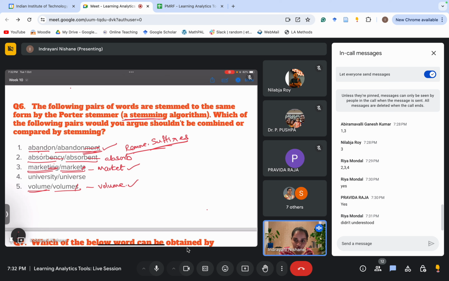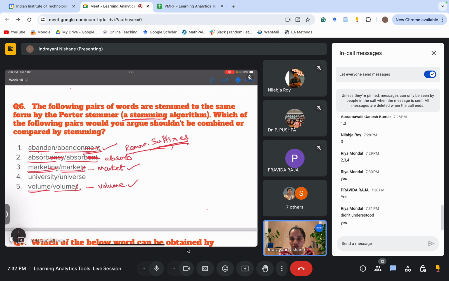Similarly, if we remove a few letters from the end of absorbency and absorbent, the suffixes towards the end, E and CY in one and E and T in the other, it will give us one word only: absorb. Both the words can be reduced to one word, which is absorb. So that is what stemming is. We will remove the alphabets at the end, the suffix, and check if the word can be reduced to the same word or not.